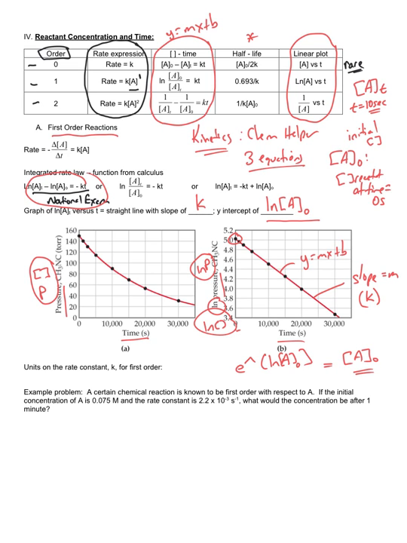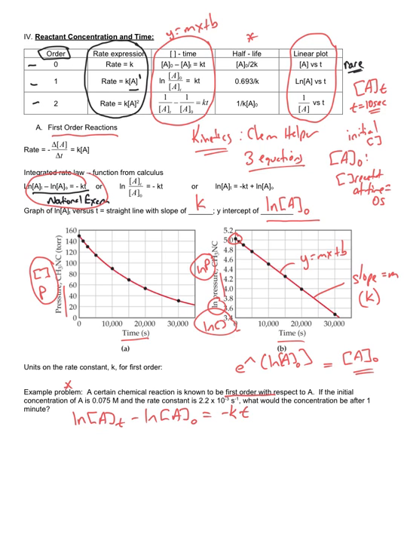So for example here, it says a chemical reactant is known to be first order. Right away they tell us that it's first order. If the initial concentration of A is 0.075 molar and the rate constant is this, what would the concentration of it be after 1 minute? Because it is first order, I immediately know on the green sheet that the natural log equation is an equation I can utilize to solve this.